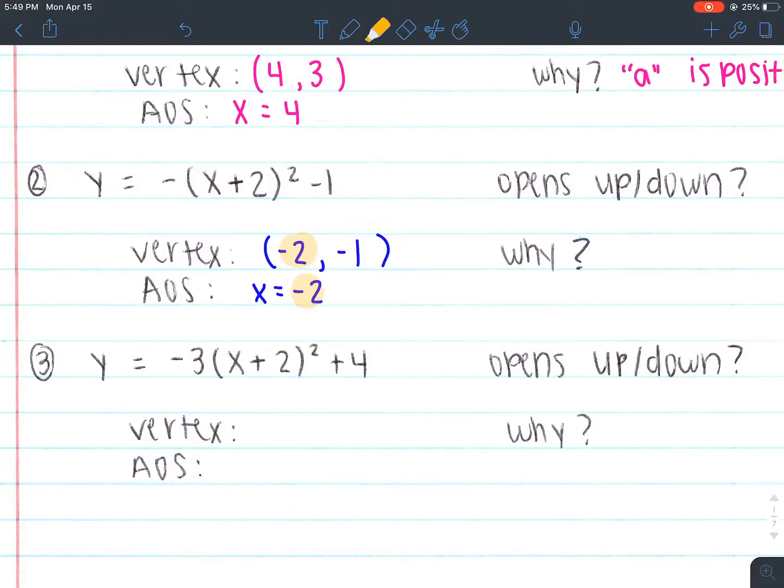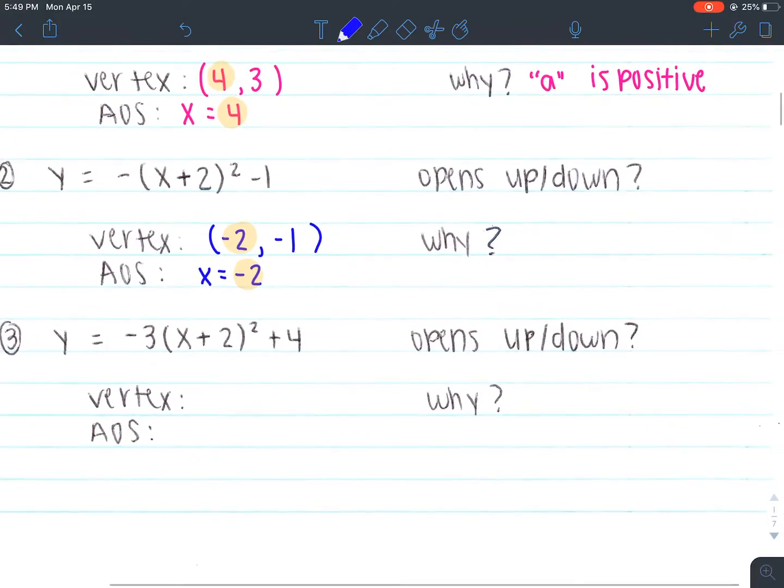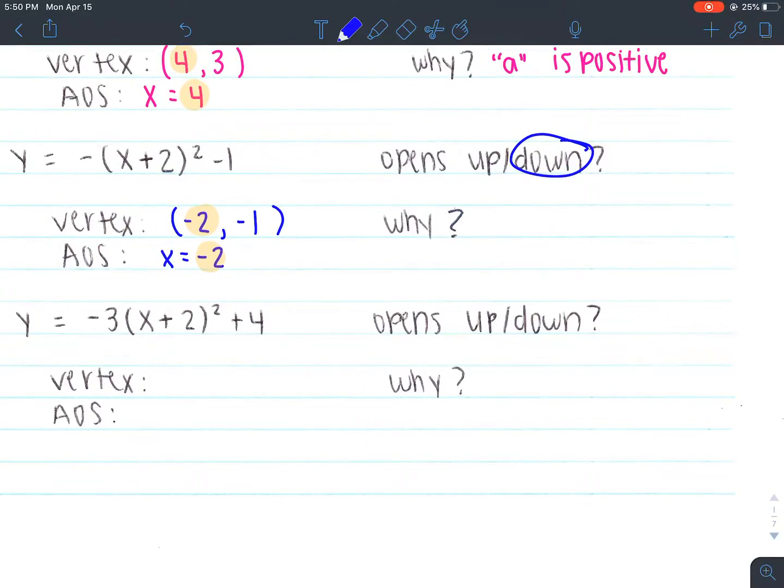Go ahead and highlight these so that you remember where these come from. Now, will this open up or down? This will open down because my a value is negative. Do you see that negative sign there? So a is negative.